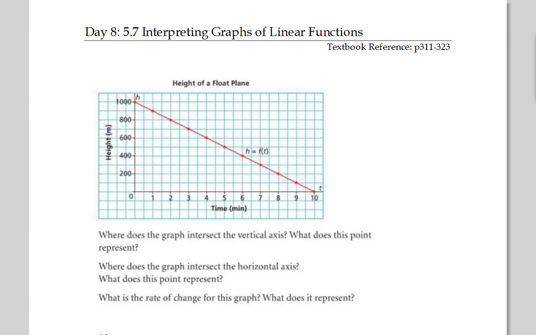All right, day 8, interpreting graphs of linear functions.